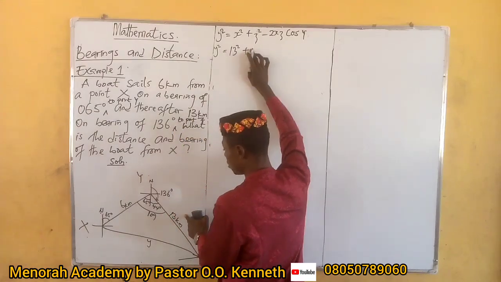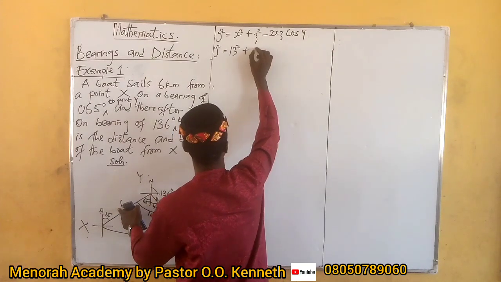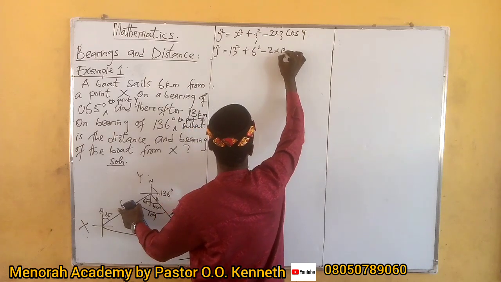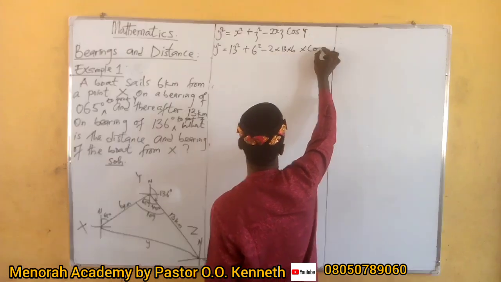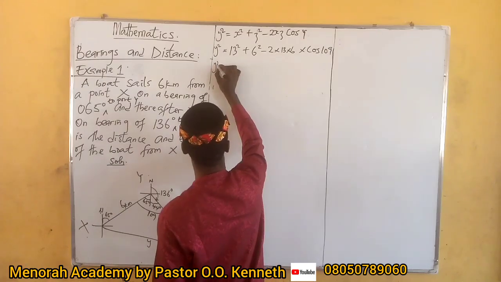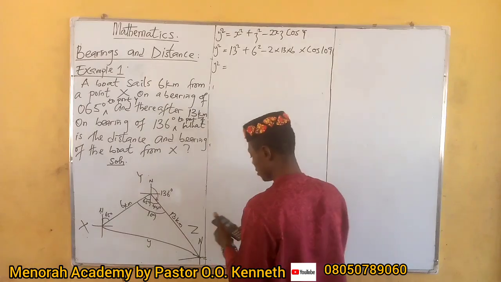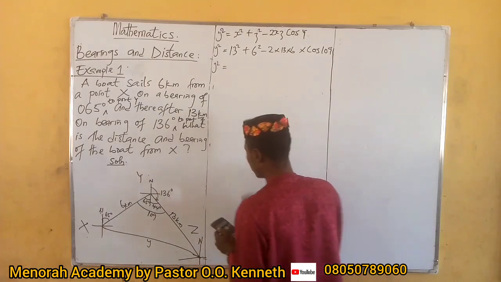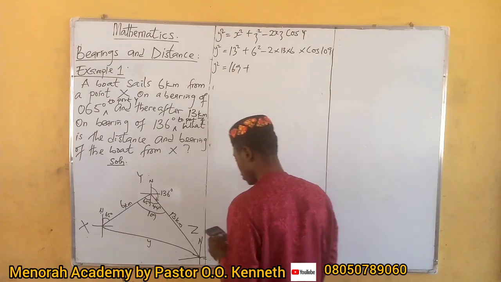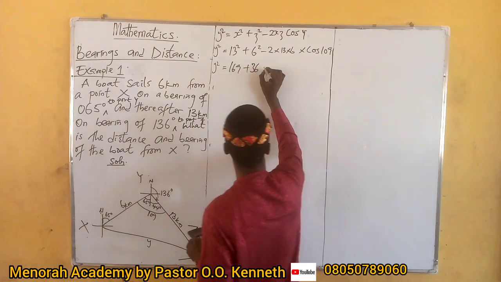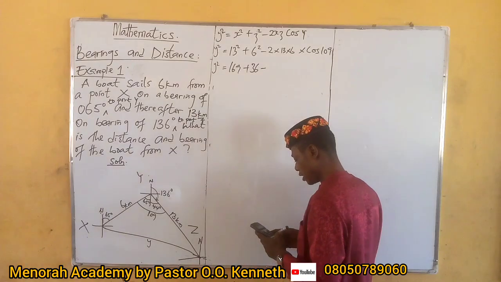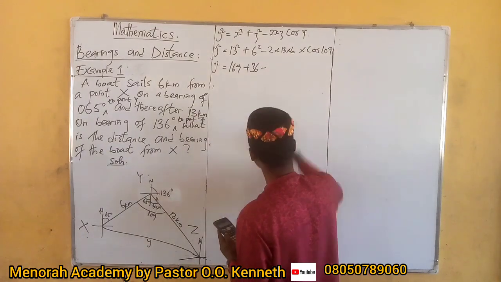So the z now is this 6 kilometer: 6 squared, minus 2 times 13 times 6 times cos. My y is 109, so my y squared is going to be 13 squared, which is 169, plus 6 squared, and 6 squared is 36. Then minus 2 times 13 times 6.